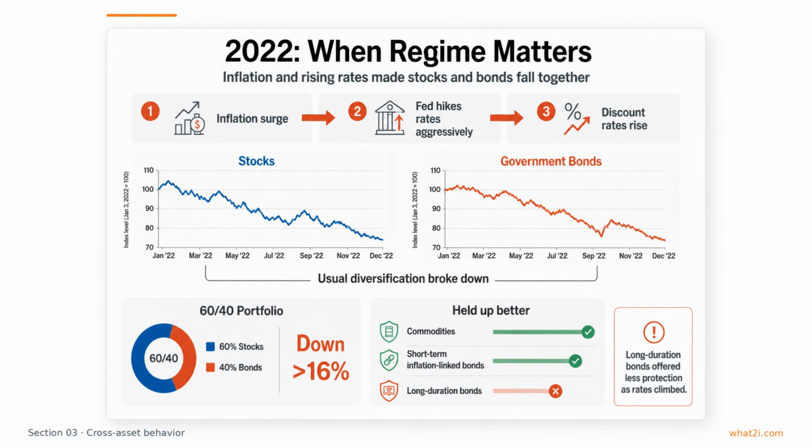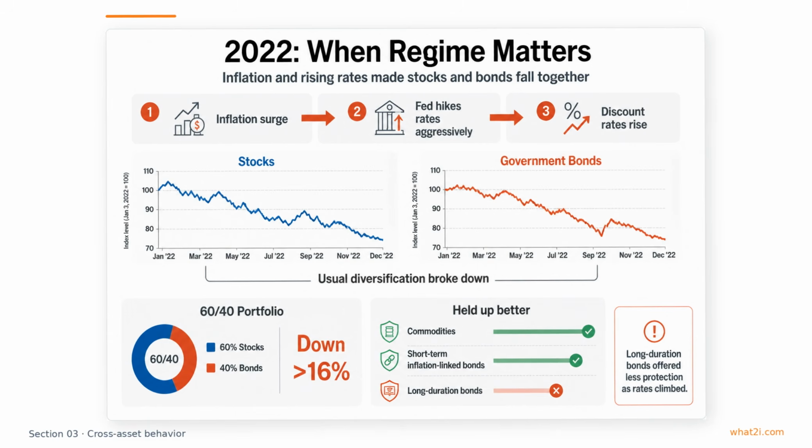The year 2022 is a strong reminder that regime matters. Inflation became the dominant driver, and the Federal Reserve raised rates aggressively in response. That combination hurt both stocks and government bonds, reversing the pattern many investors had come to expect. As a result, a traditional 60-40 portfolio lost more than 16%, which surprised people who assumed bonds would provide their usual cushion. Meanwhile, commodities and short-term inflation-linked bonds held up better. The deeper lesson is that asset relationships can change dramatically when the macro driver changes.